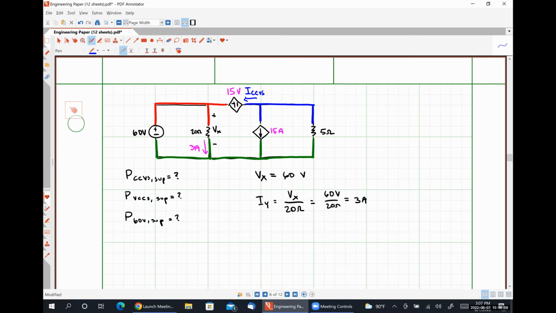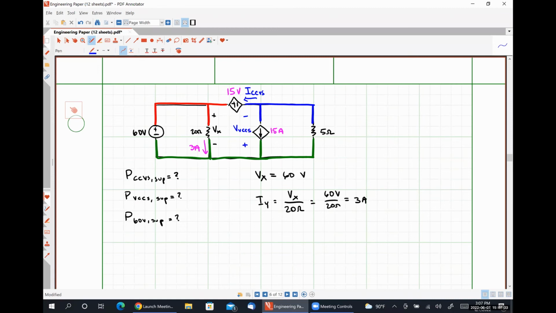Okay. Similarly, because we're trying to find the power supplied by our voltage controlled current source, we need to find the voltage drop across that current source. And I want the current to be flowing into the negative polarity terminal so that the product of current and voltage gives me the supplied power. So I'm going to call this voltage VCCS.